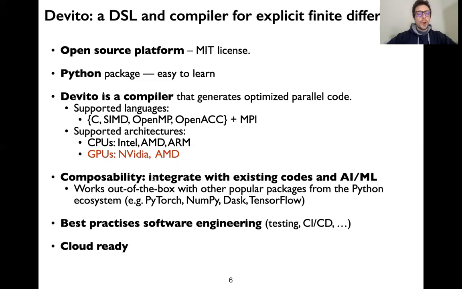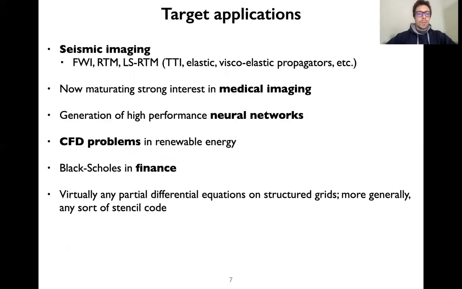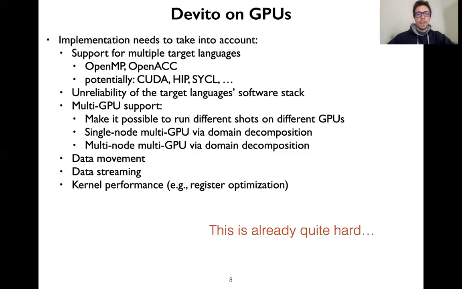And just one more comment, we take software engineering pretty seriously, with lots of testing, continuous integration, and so on and so forth, which is the key to robustness and therefore the key for a wider adoption and to building a community around the project. We are using Devito for seismic imaging primarily, but today there are open source projects in different areas, including medical imaging, neural networks, CFD, finance.